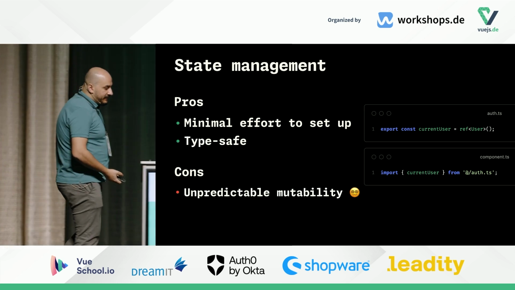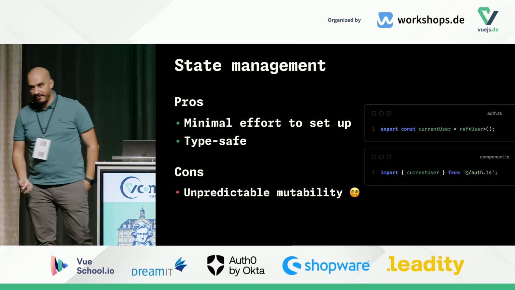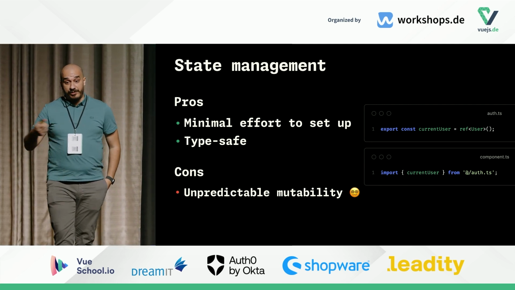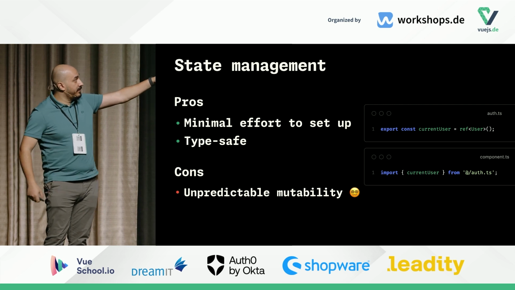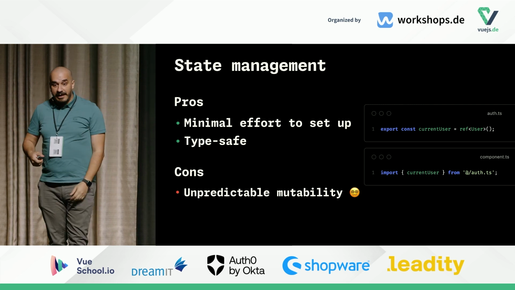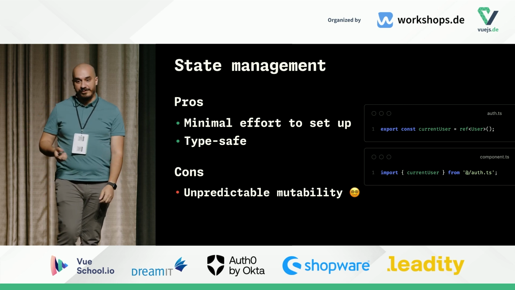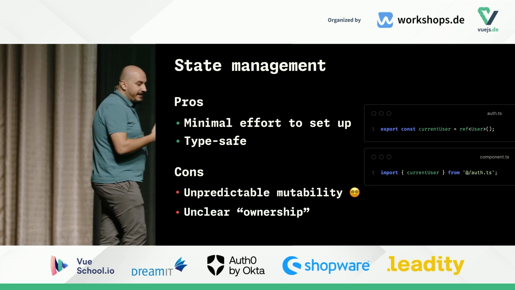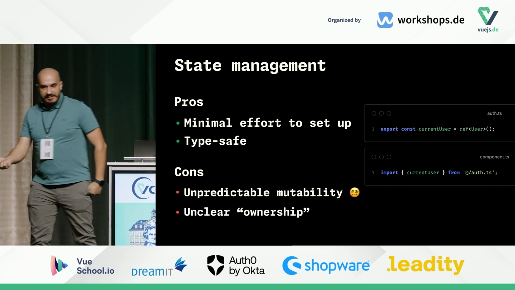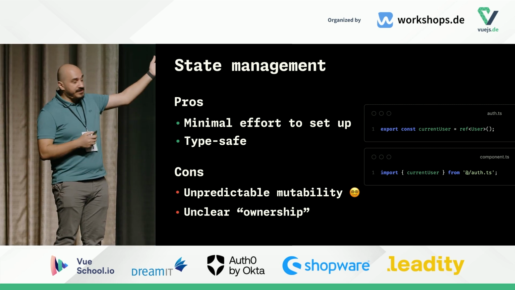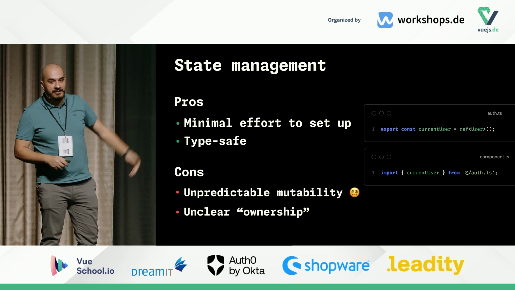However, it has unpredictable mutability, meaning just as easy as any component can import this and use it, like in the second code window, any component can import it and change it. Not any component, anything can import it and change it. So there is also unclear ownership here. Who owns this? What is the source of truth here? It's obviously the variable, but who owns that?